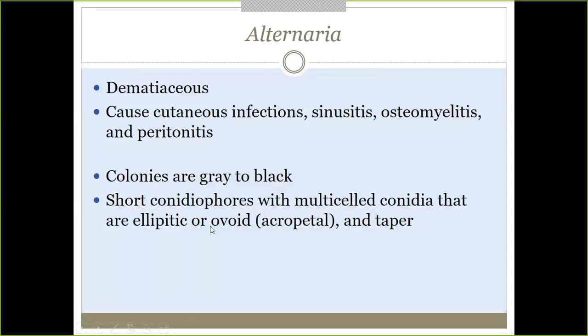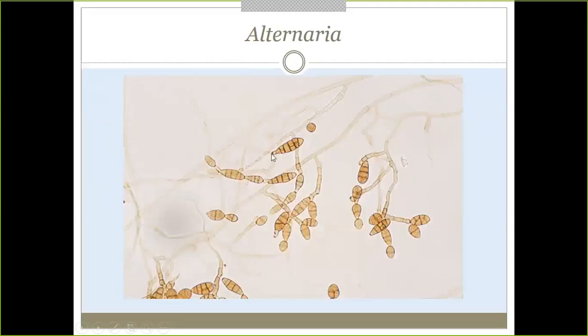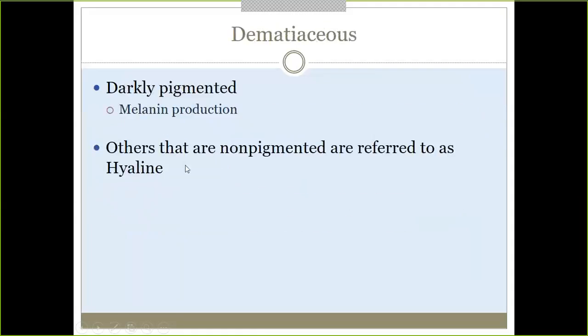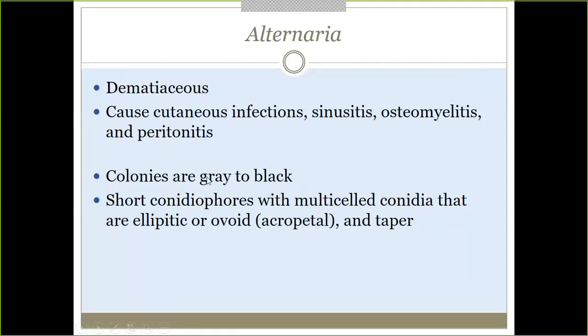It's kind of what you call elliptical or ovoid or acropetal. So it kind of tapers down to the one end. So you do need to remember Alternaria. And as far as infections, it kind of causes a variety, but it can cause cutaneous as well. We just mentioned it separately because of the fact that it can be pigmented, and that's unique.